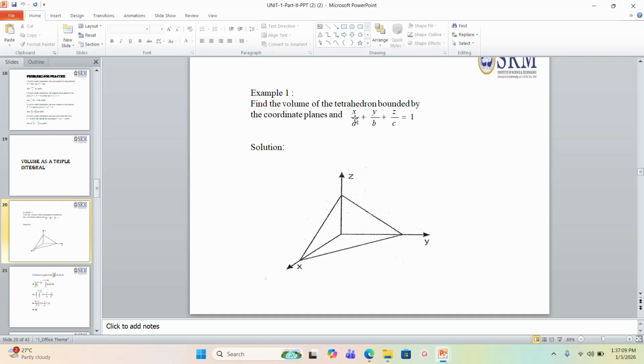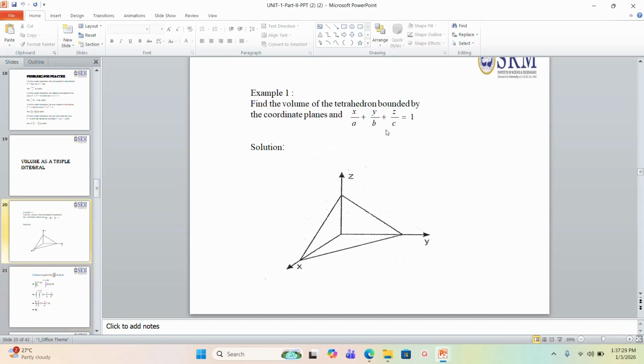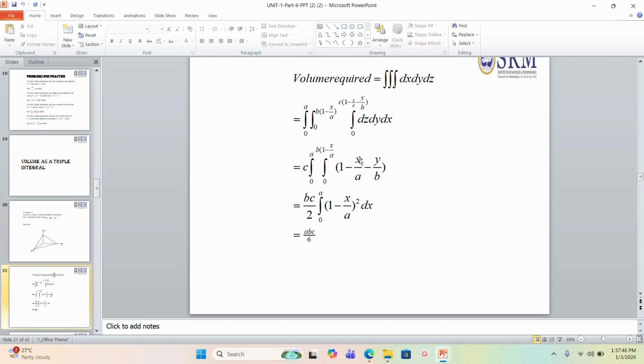For finding the x limits, if you substitute y and z equal to 0, then we will be getting the value of x. So after y and z equal to 0, x by a is equal to 1, so x is 0 to a. So this is the value of the x limits. Next, the y limit. Only if z equal to 0, then it is the y limit. So with z equal to 0, y by b is equal to 1 minus x by a. What is y? y is b into 1 minus x by a, because here z equal to 0. So the value of y is 0 to b into 1 minus x by a.